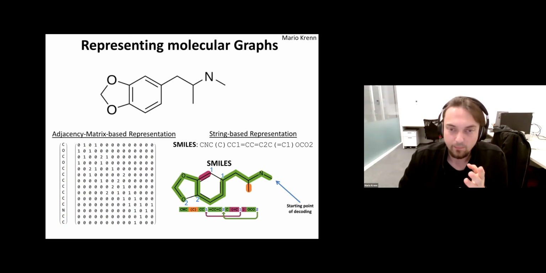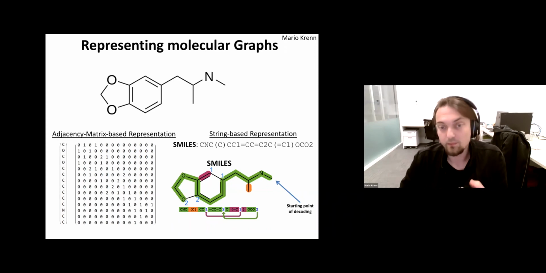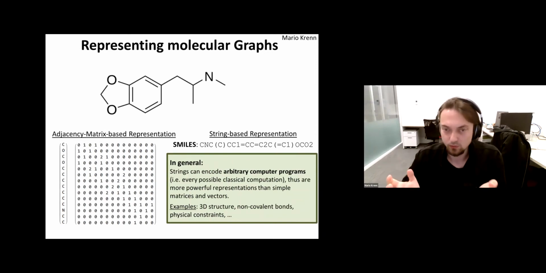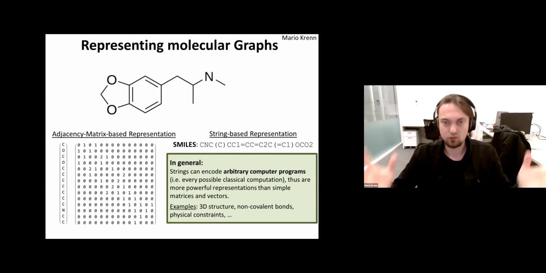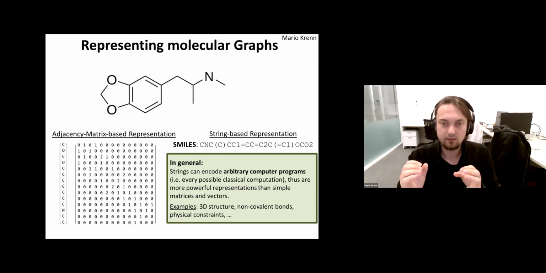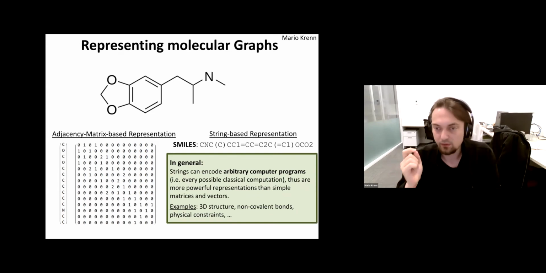So in some way, I think that string-based representations are actually theoretically extremely powerful, because you can think about strings. Strings can encode arbitrary computer programs. A computer program is basically just a string that is interpreted in some way. So string-based representations are computationally as powerful as the best classical computation algorithm.